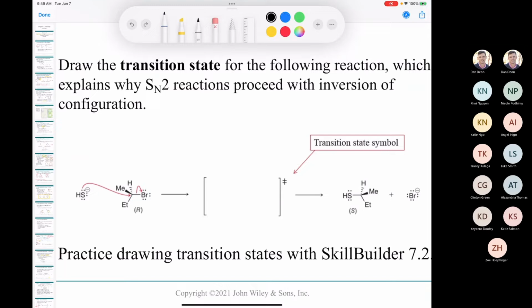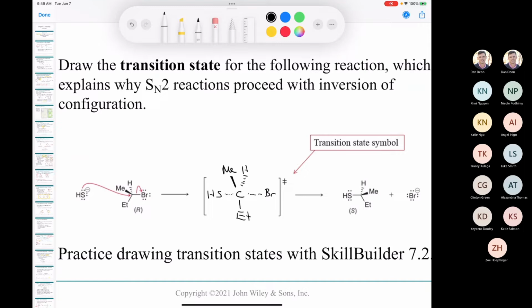Here's how I would do it. I would draw the electrophilic center, which is this carbon here. I'm just going to pencil it in. We're going to have our methyl group going straight up. We've got our hydrogen in the back like this, and then we have our ethyl group, my mistake, the ethyl group going straight down, and we can draw a dashed line to the bromine as it's breaking, and we can draw a dashed line to the hydrosulfide as that is the bond that's being formed.